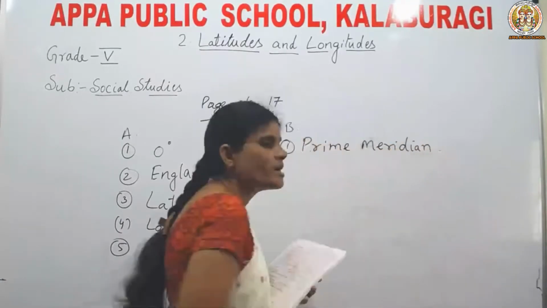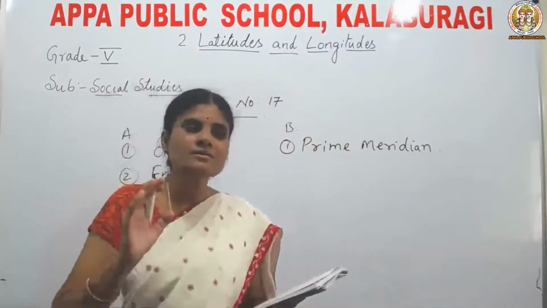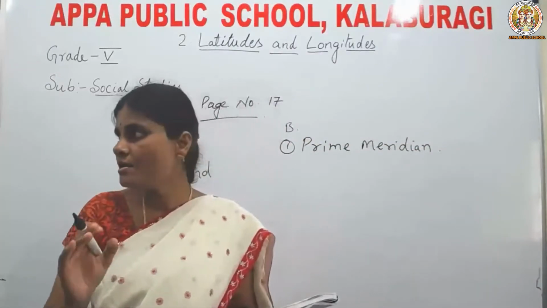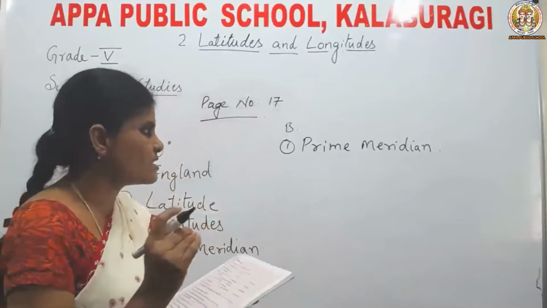Prime meridian is nothing but the 0 degree meridian. It divides the earth into two hemispheres: the eastern hemisphere and the western hemisphere.